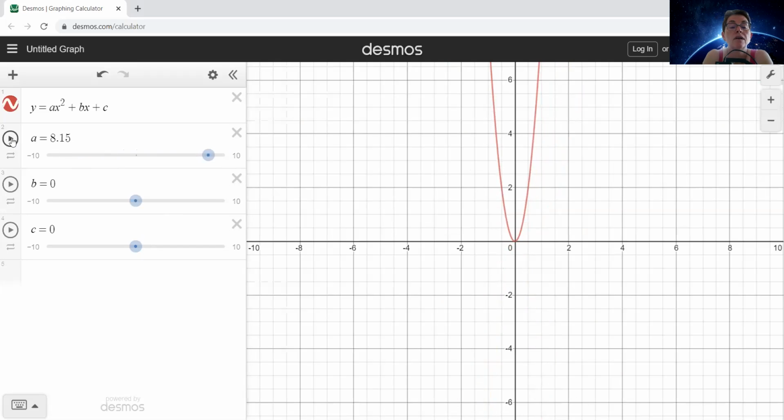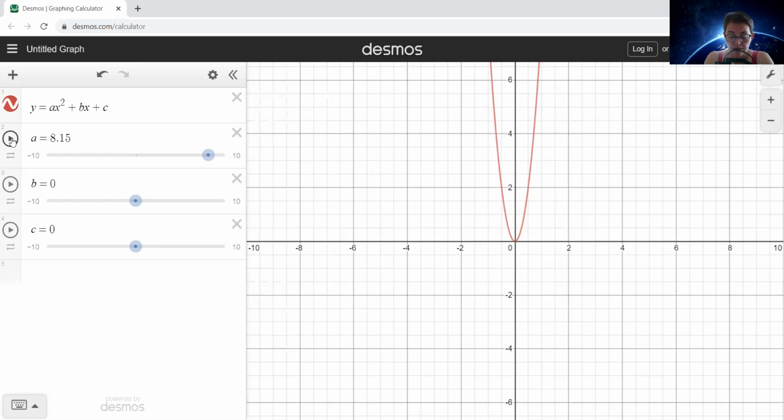So in general, as a increases, it's going to get narrower and narrower. As a gets closer to 0, it's going to go wider, more shallow. So if a is big, as a gets smaller, it goes like this. And when it starts to go negative, it does the opposite thing.